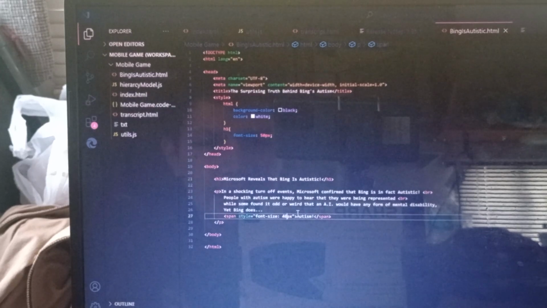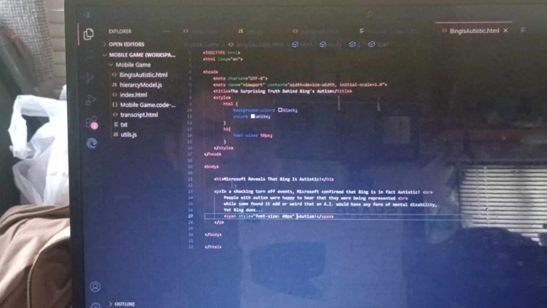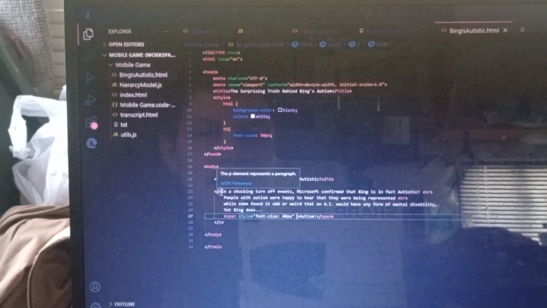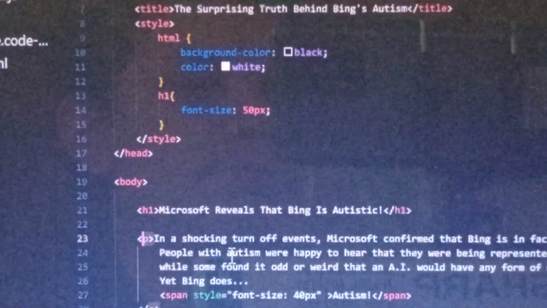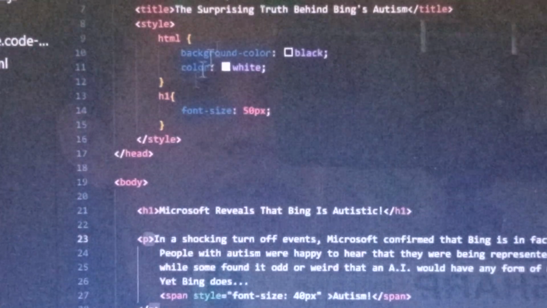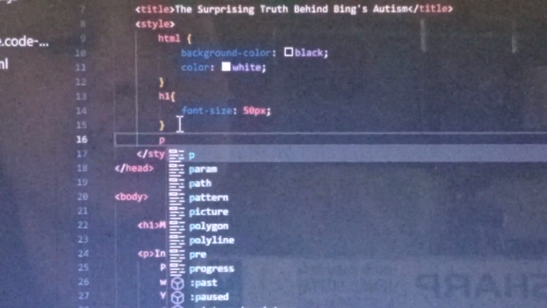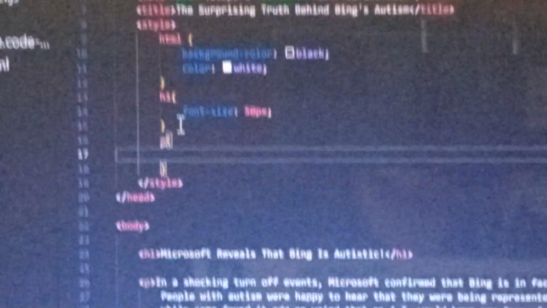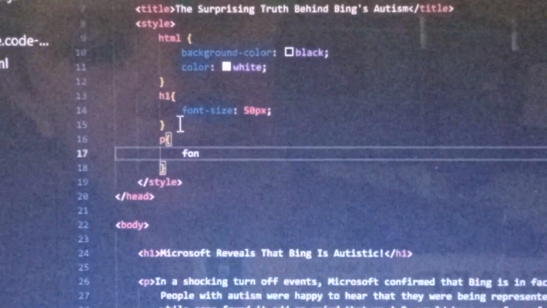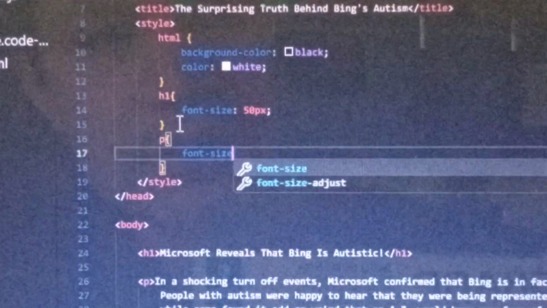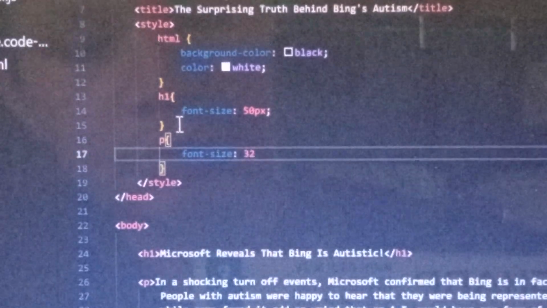And there's two ways I could go about doing this. We could do the same thing we did here and just take this, paste it in the P tag right there. You can do it like that. Or I could come up here, because it says P, we could just do font size 32px.